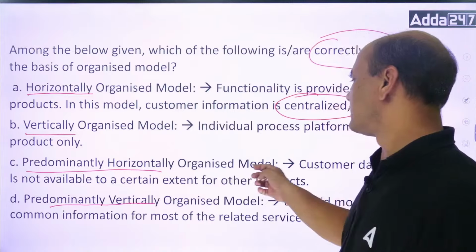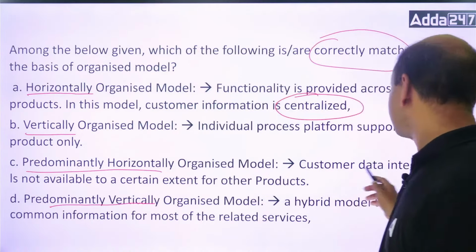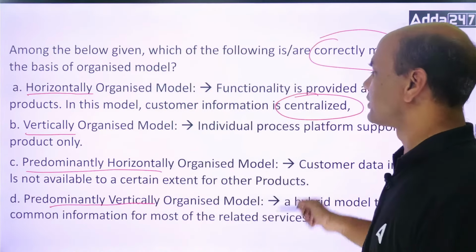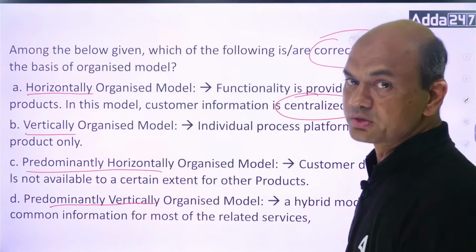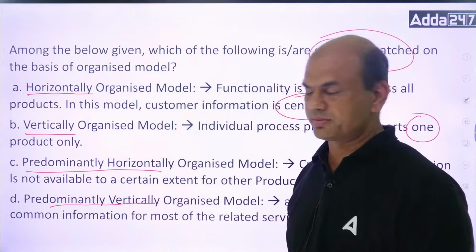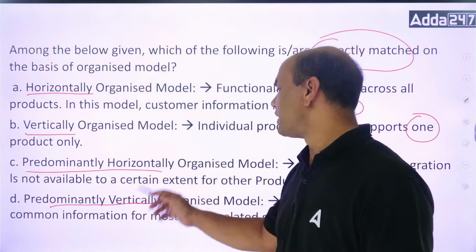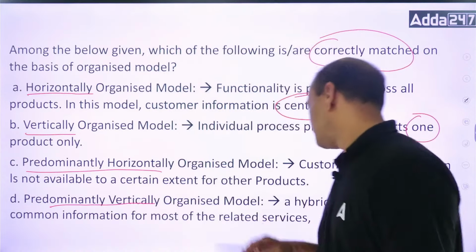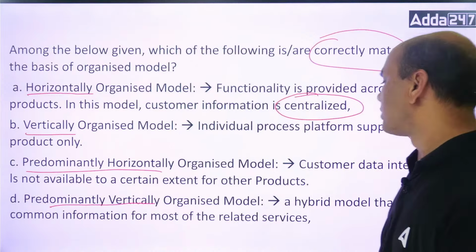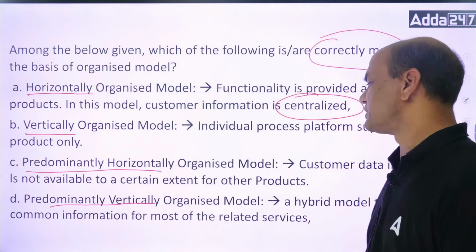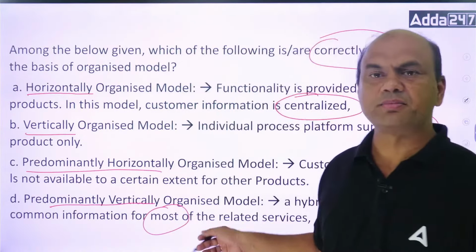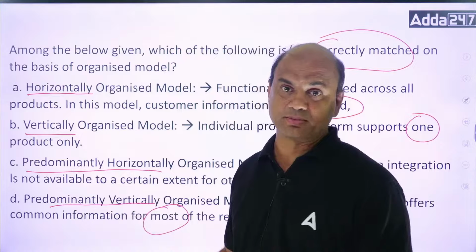Predominantly horizontally organized model: customer data integration is not available to a certain extent to other products. Not available to a certain extent means a minor extent it's not available. Predominantly vertically organized model: hybrid model that offers common information for most of the related services. Most. Maximum it's there, not fully, but maximum.